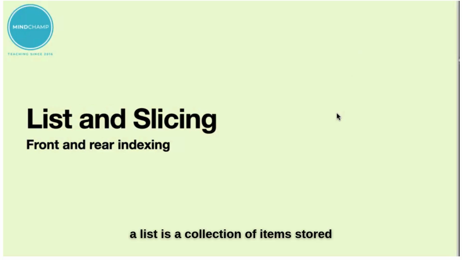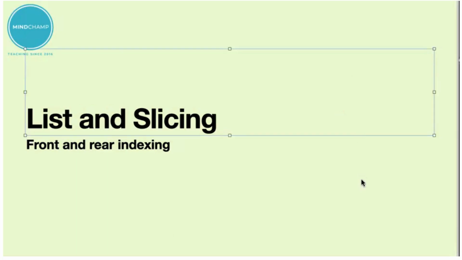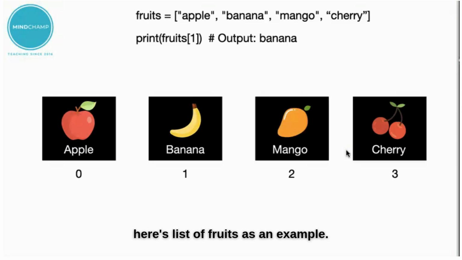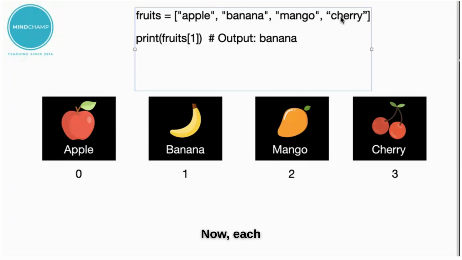So in Python, a list is a collection of items stored in a specific order. Think of it like a row of labeled boxes, each with an index. So starting, here's a list of fruits as an example. The list is apple, banana, mango, cherry, as you can see here.